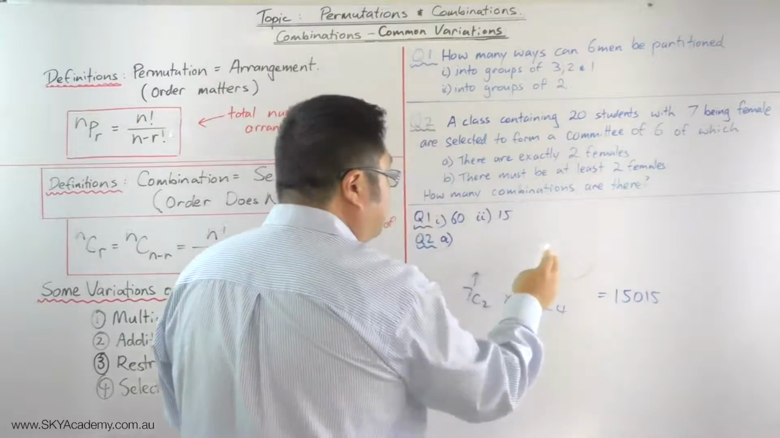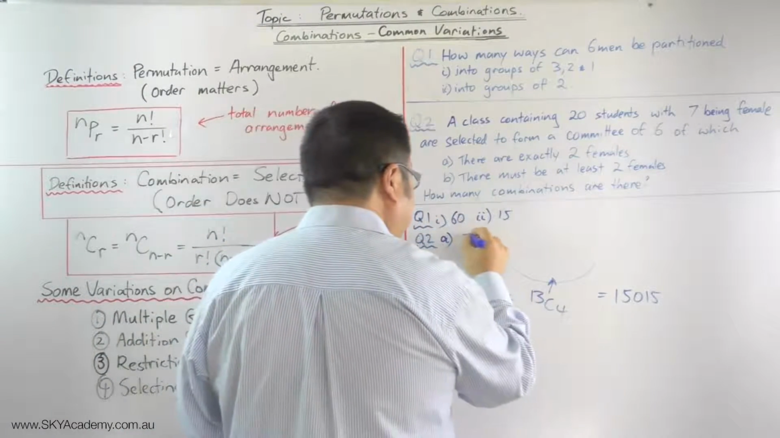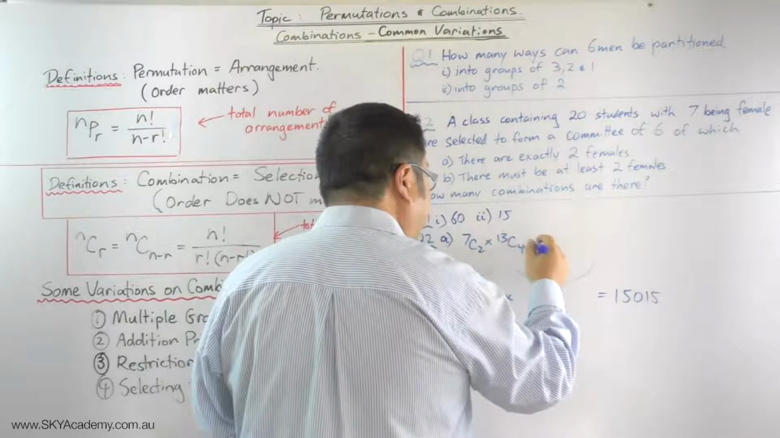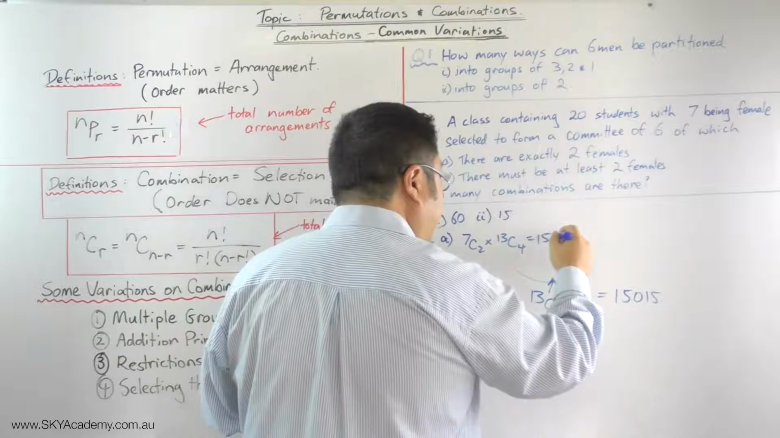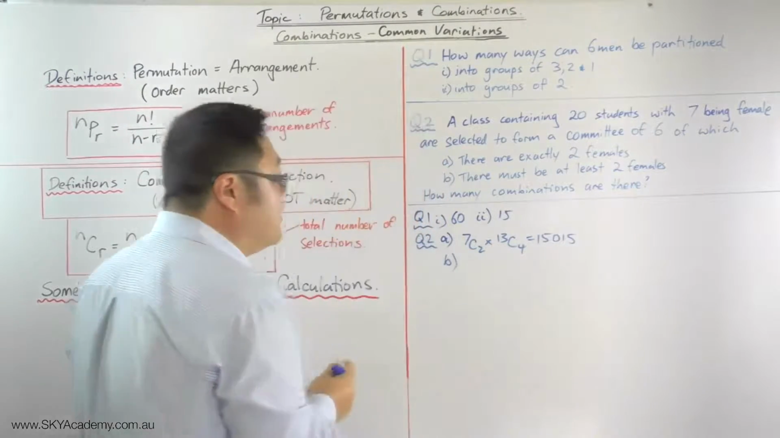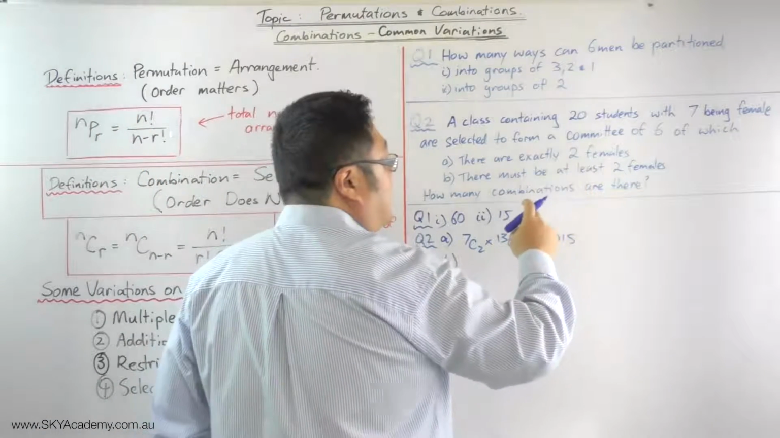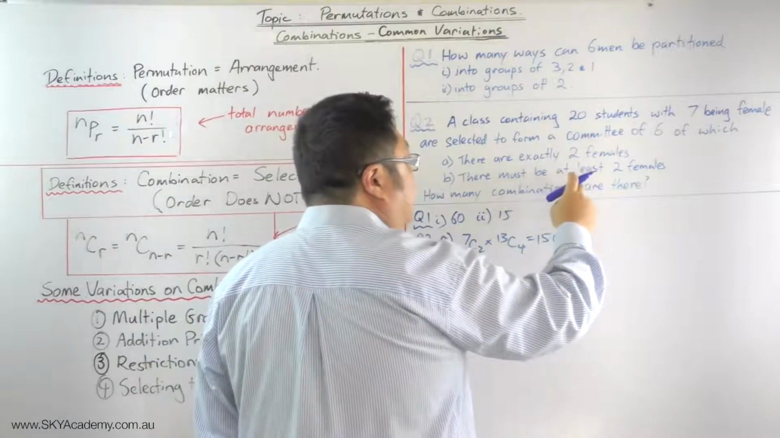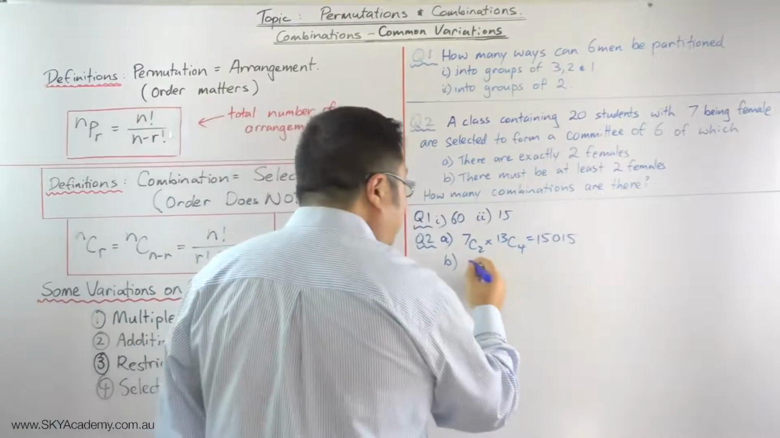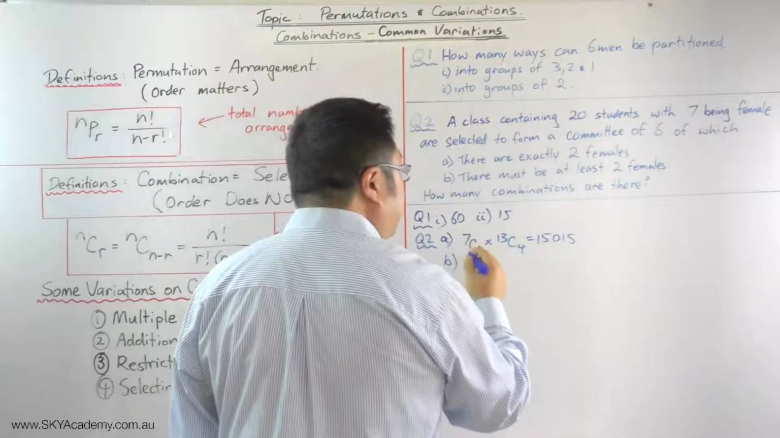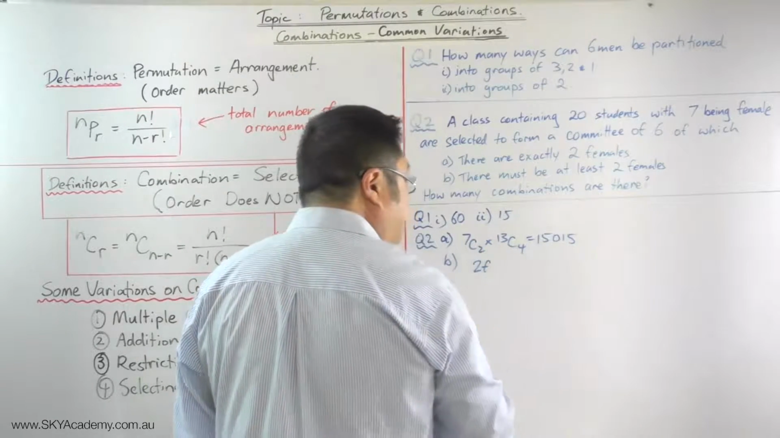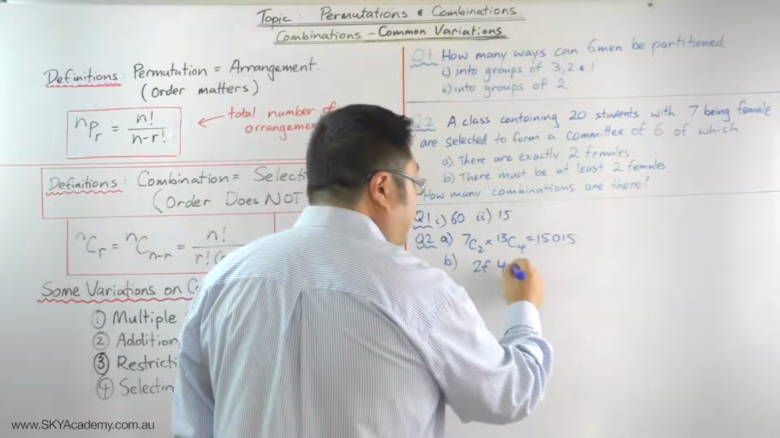Okay, hold on a tick. Let me just rewrite this. So in this particular case, it was 7 choose 2 times 13 choose 4, which is 15015. So for this example, let's choose part B. What we need to work out is how many committees can be formed with at least 2 females. So this is what we're going to do. We're going to find how many committees there are with exactly 2 females. So 2 females, which means that there must be 4 males.